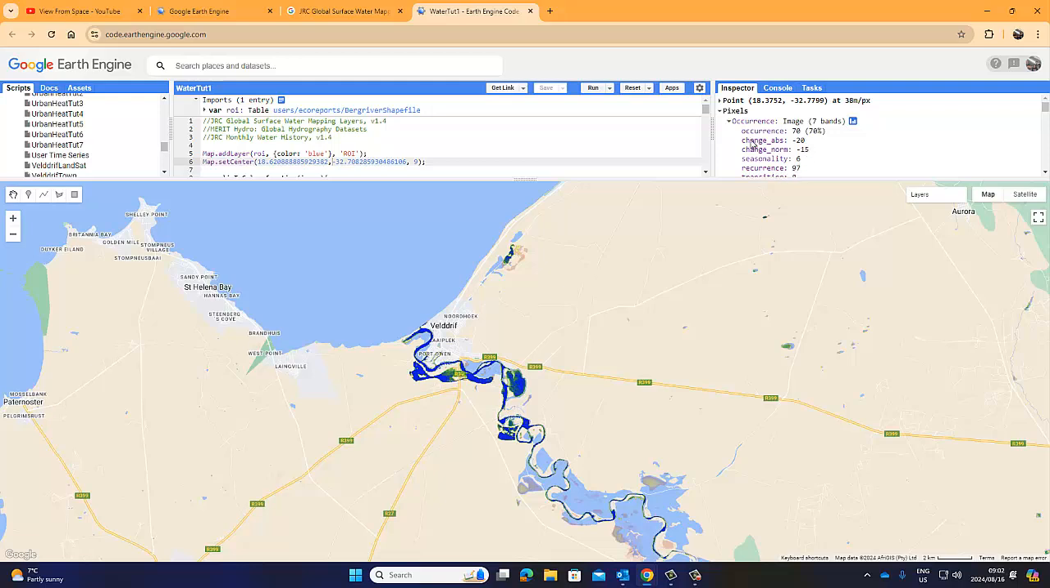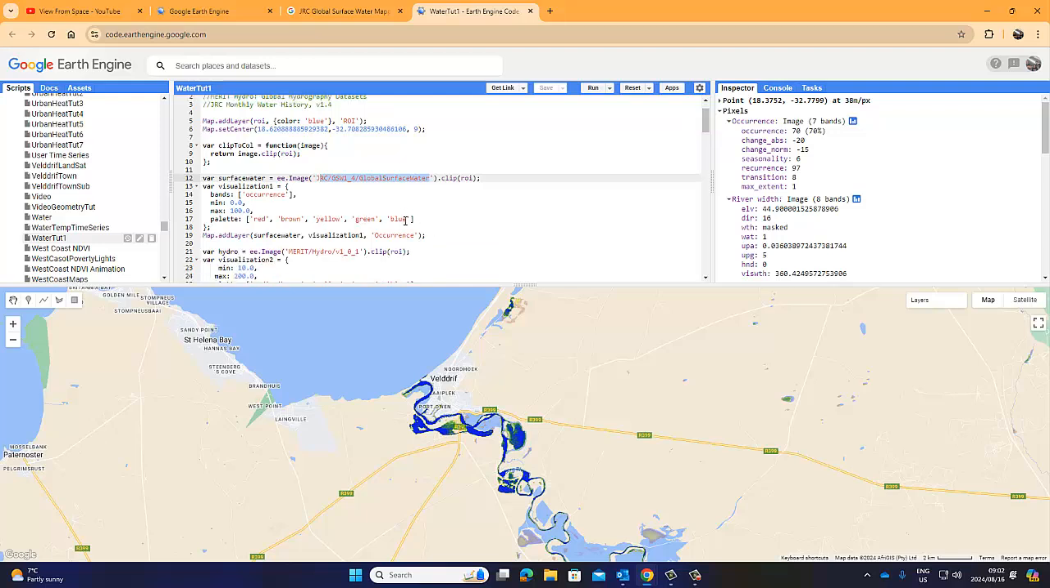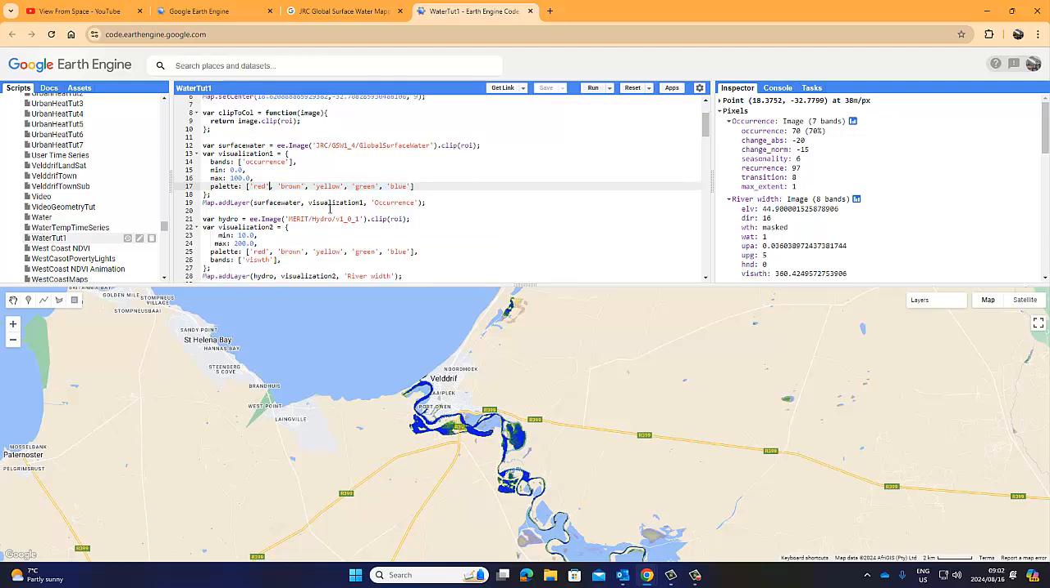Okay, so this is what this data set displays: rivers, dams, and the like, wetlands. It will identify water bodies, and it will give some statistics around those water bodies. Now, obviously, you can play around with the color schemes. That's up to you. Okay, so what's the next one?